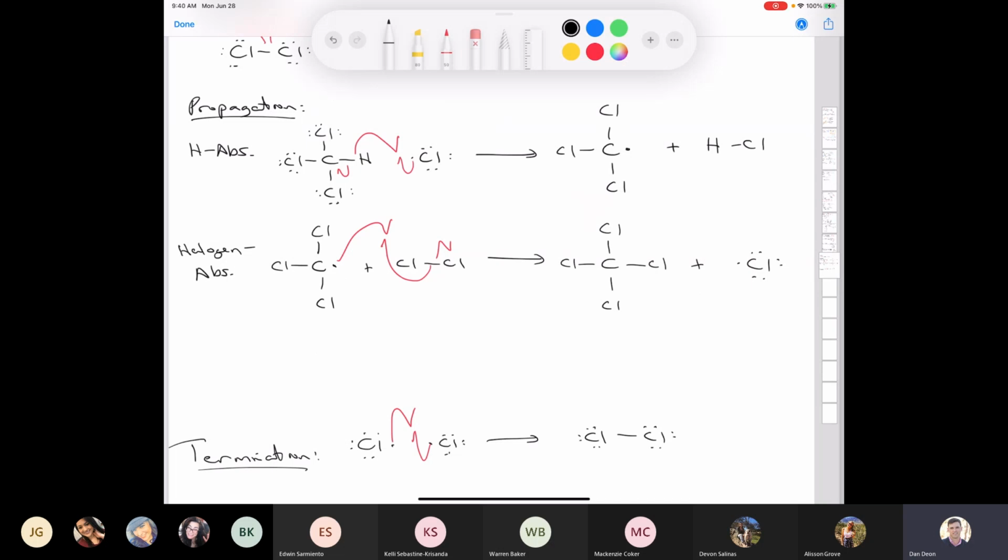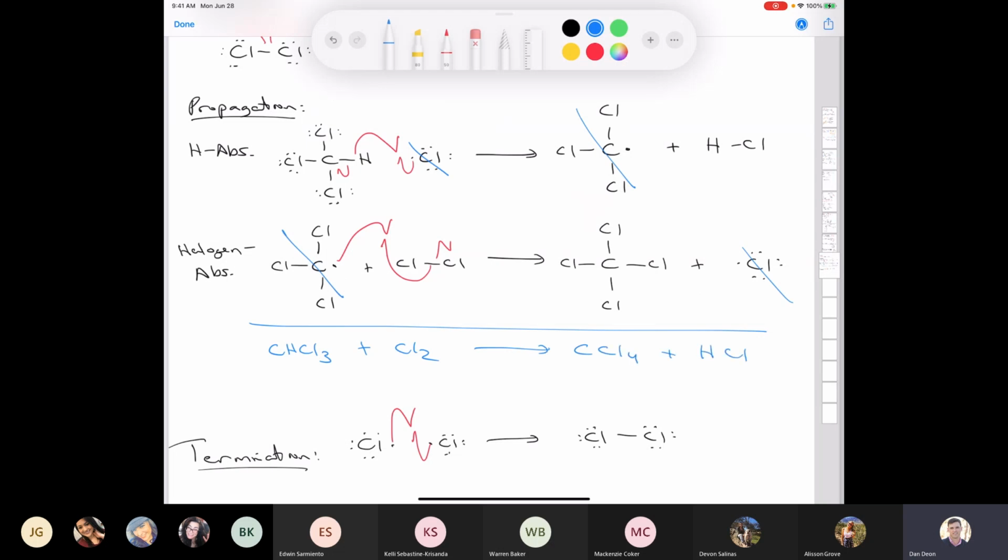Now again, if you want to double check your propagation steps, they have to combine. These have to combine, there's a blue line here. They have to combine to give you the overall reaction. You see what's canceling here is we have the chlorine radical canceling, and then we have the CCl3 radical canceling, right? If you add this all together, you get chloroform plus Cl2 producing carbon tetrachloride plus HCl.